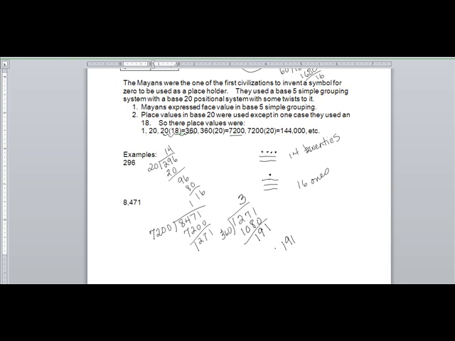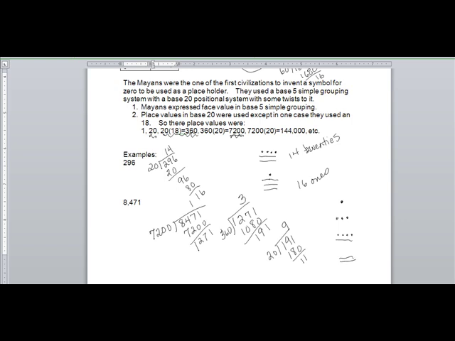Now I'm going to do 20s. So I've done 7,200s, 360s. Now I'm doing 20s. And let's see, looks like 9. And then we're left with 11 ones. Okay, so we need 1 7,200. We need 3 360s. And we need 9, so nine 20s. And then we need 11 ones.